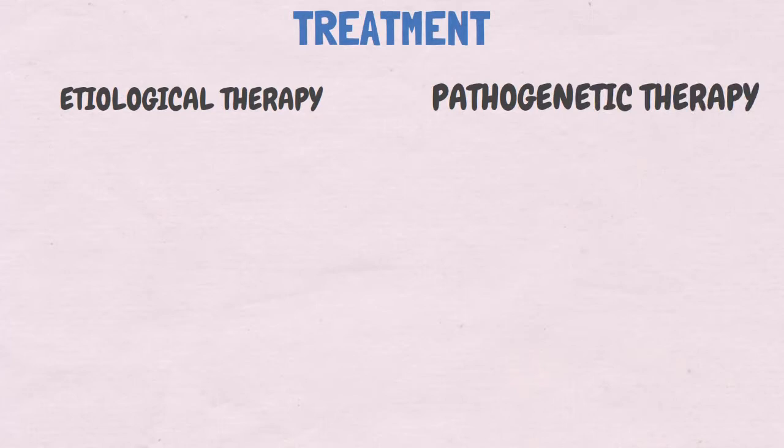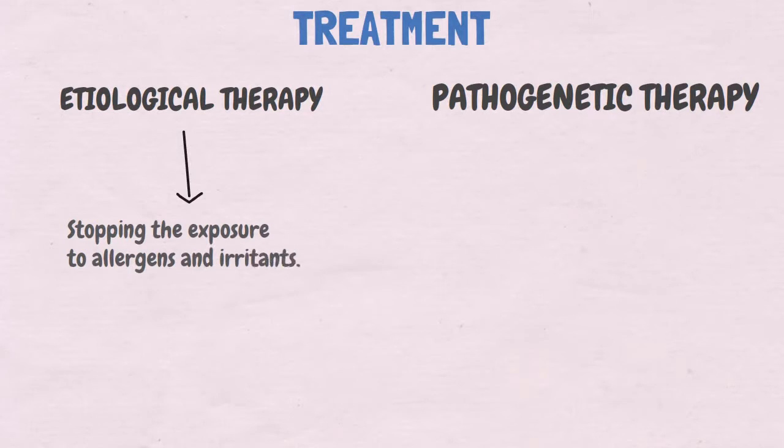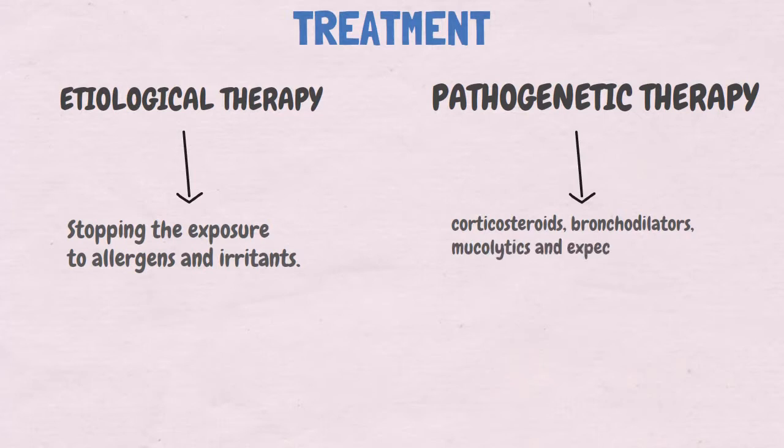For the treatment of bronchial asthma, there are etiological therapy and pathogenetic therapy. The etiological therapy includes stopping the exposure to allergens and irritants, and the pathogenetic therapy includes the administration of corticosteroids, bronchodilators, mucolytics, and expectorants, and also stabilizers of mast cells membranes are administered.